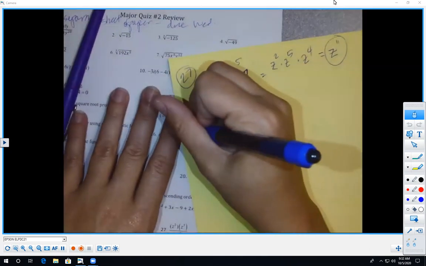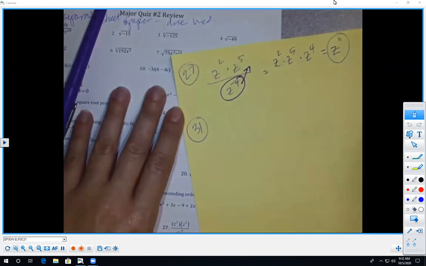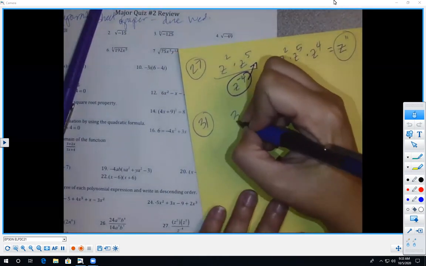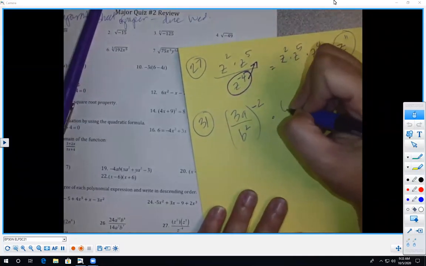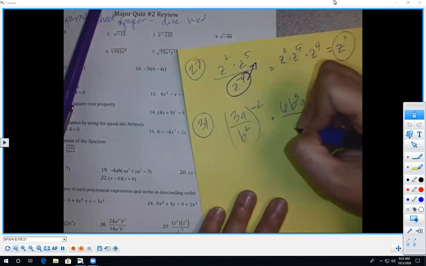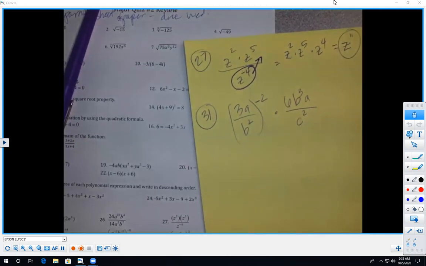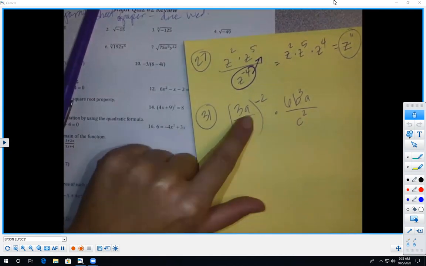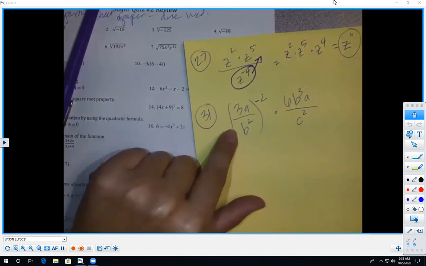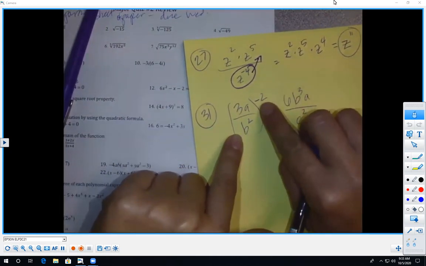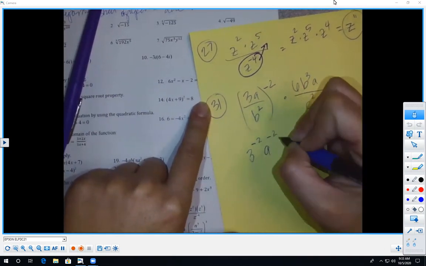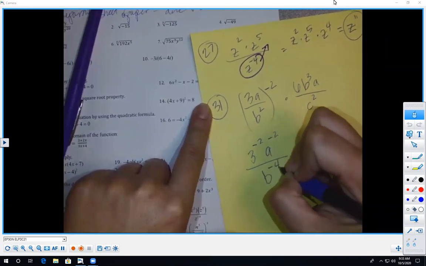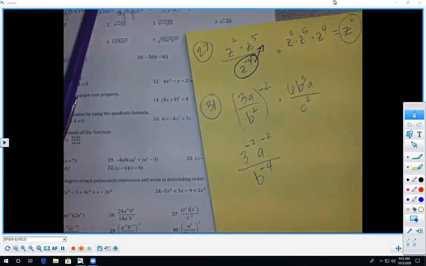Let's do 31. 31 is 3a over b squared, that's raised to the negative 2 power, and then times 6b to the third a over c squared. First thing I need to do is raise everything inside this first set of parentheses to the negative 2 power. Okay, so it's going to be 3 to the negative 2, a to the negative 2 over b to the negative 4, because 2 times negative 2 is negative 4.